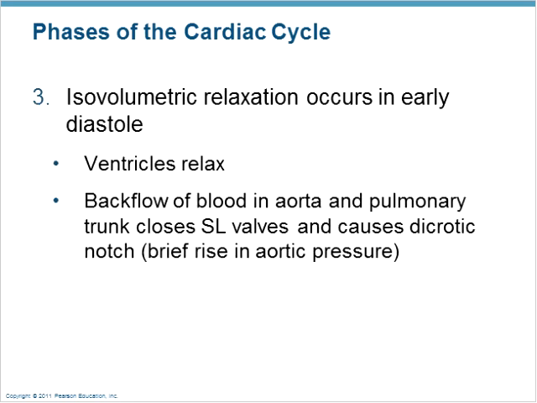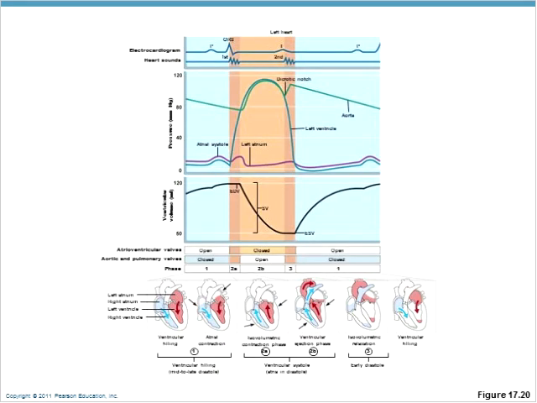And finally, the isovolumetric relaxation occurs in the early diastole. The ventricles are relaxed. The backflow of blood in the aortic and pulmonary trunk forces the SL valves, the semilunar valves, that is the pulmonary and the aortic valves, to close, and causes what's called a dicrotic notch, or a brief rise in the aortic pressure from that backflow.